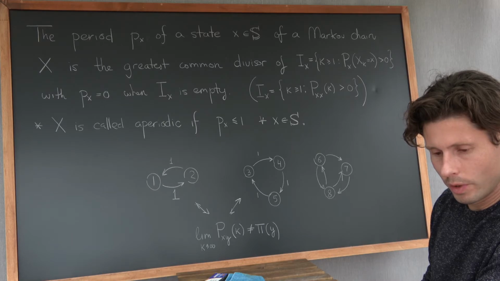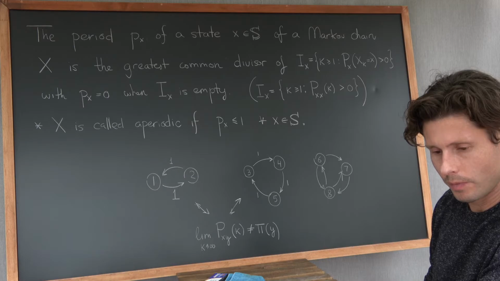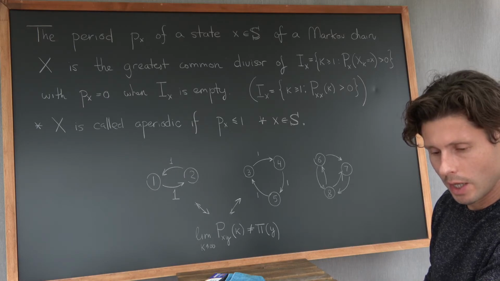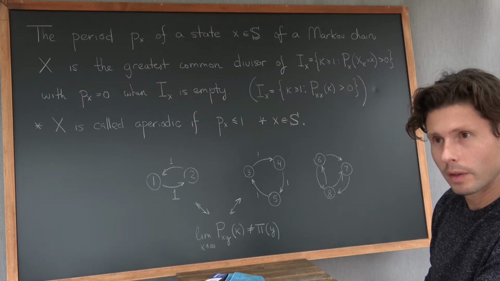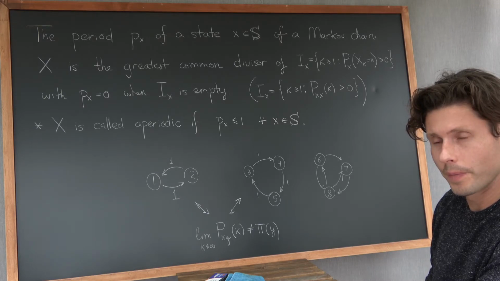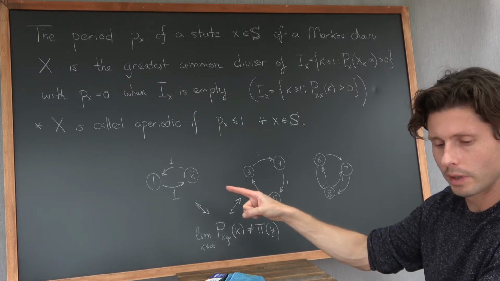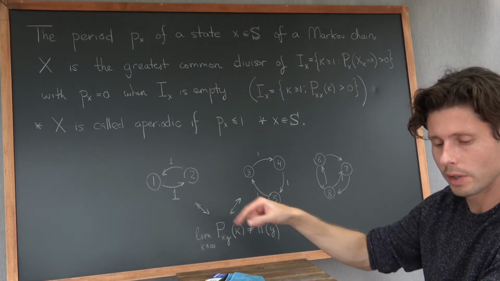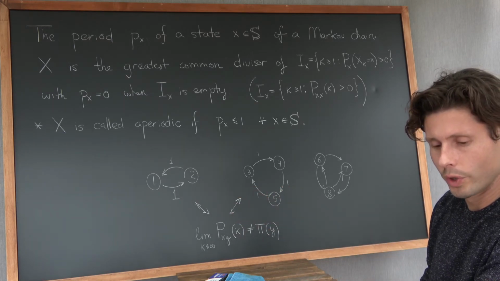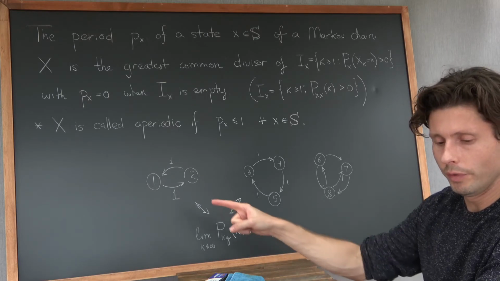One more, let's see if there's one more thing that I want to say, actually maybe 2 things I want to say. So yeah, one thing that I'd like to say is that these 2 examples are a little bit superficial in the sense that you're always returning in a multiple of 2, right, in here.